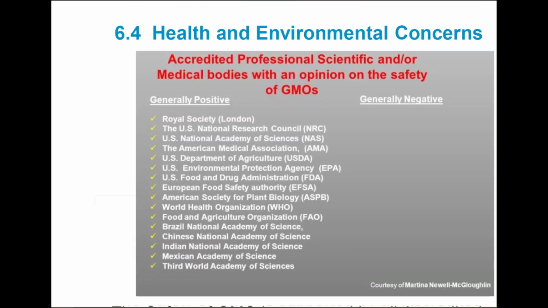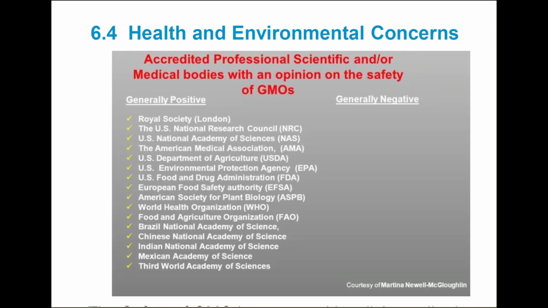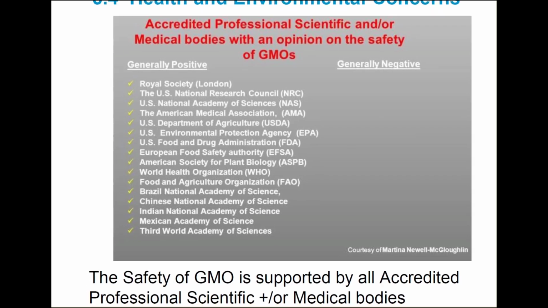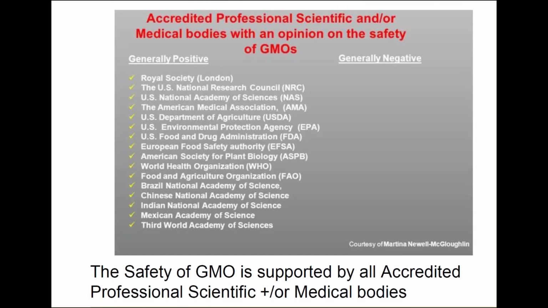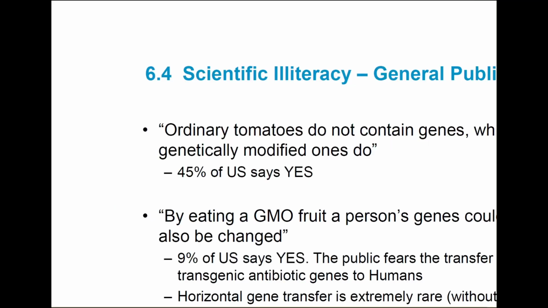Ordinary tomatoes do not contain genes while genetically modified ones do. Is this statement true or false? Ordinary tomatoes do not contain genes. Okay, 45% of the U.S. population says yes, this is true. Only GMO plants contain genes.